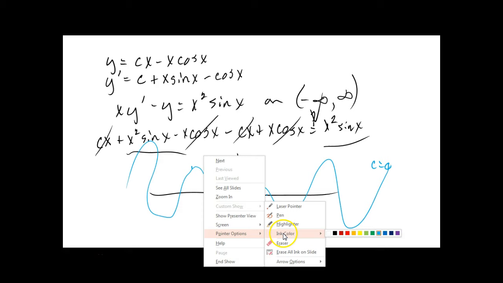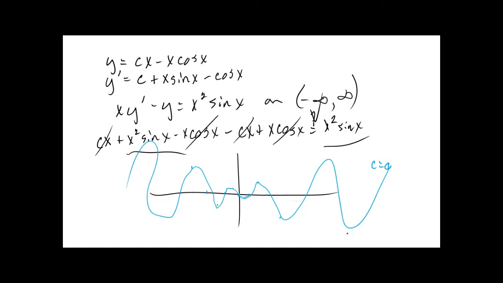What color do you want for C greater than 0? Red? Green? No, that's C less than 0 in the book. Okay, so let's put red for C greater than 0. If I can find my cursor. There, I'll do it this way. All right. So when C is greater than 0, we're going to call it 1.